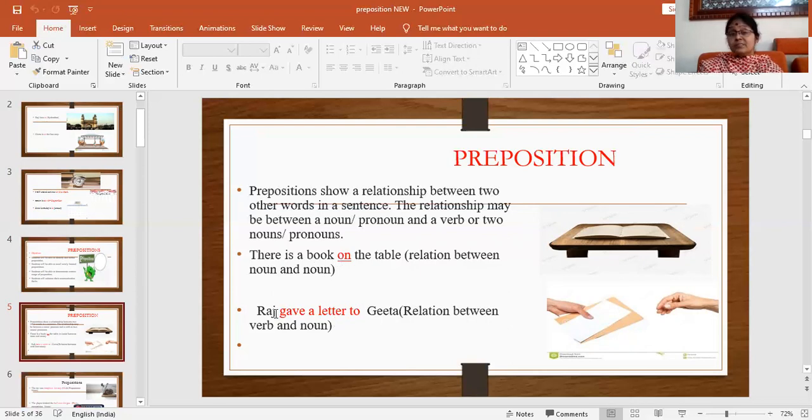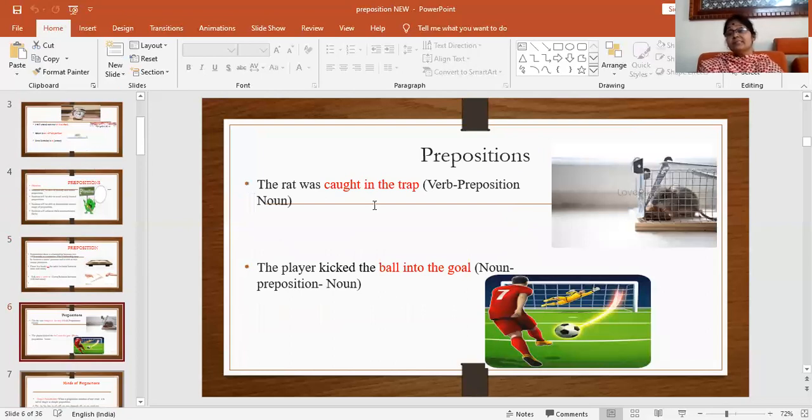So are we concentrating on Raj or on give? We are concentrating on give, right? So we are concentrating on a verb, right? So here the relationship is between verb and noun, right? Similarly, look at this sentence.